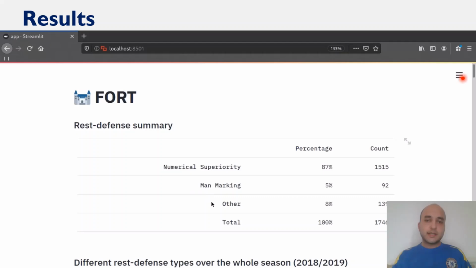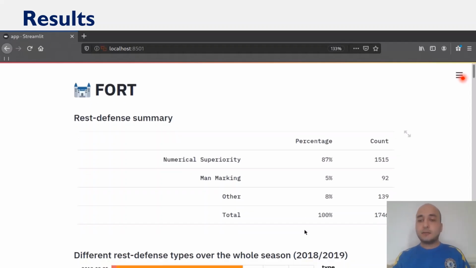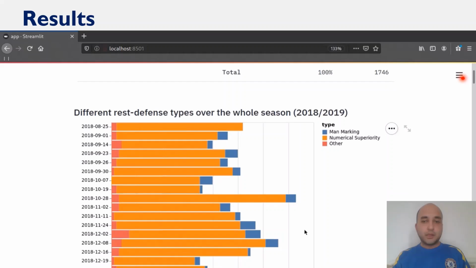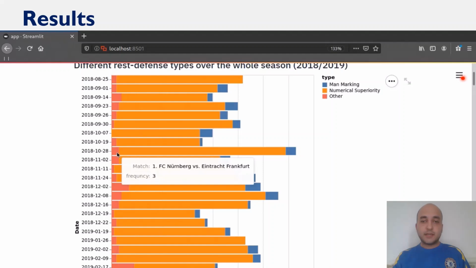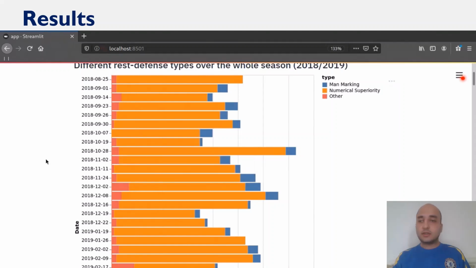So the user can, in the beginning, see the summary table and see if it's aligned with what they expect and what they want. Then they can see over different matches of the season how many times they had man marking, how many times they had numerical superiority, and how many times they had other rest defense. They can hover over a match and see, for example, that in this specific match against Nuremberg, they had 3 times other rest defense, I think.